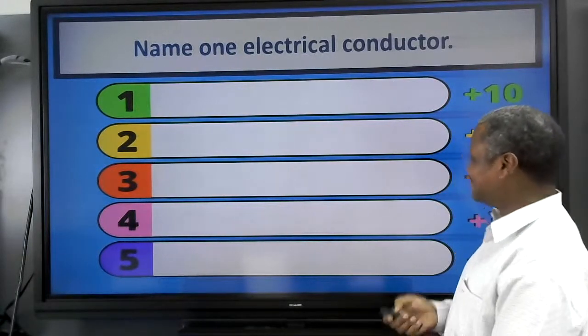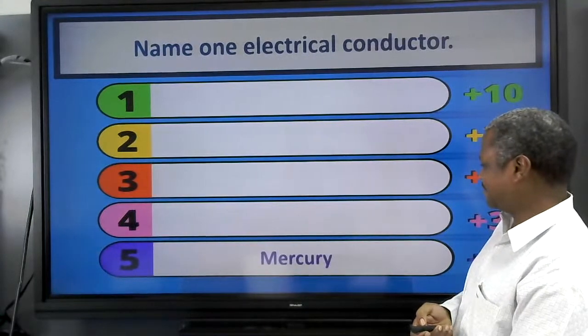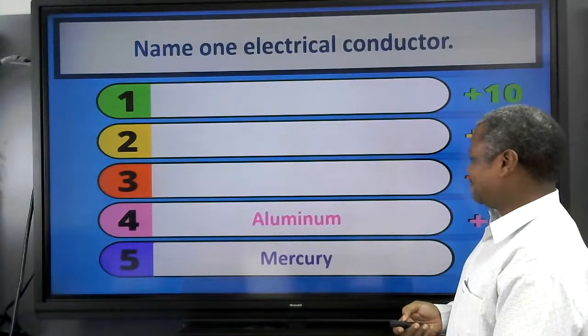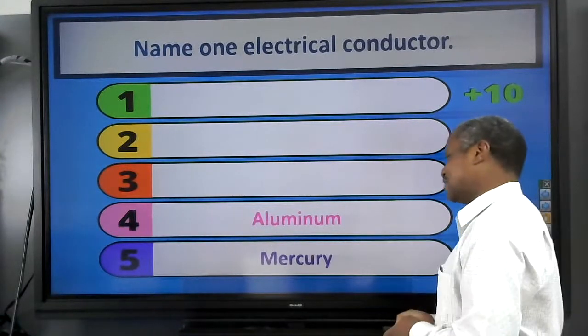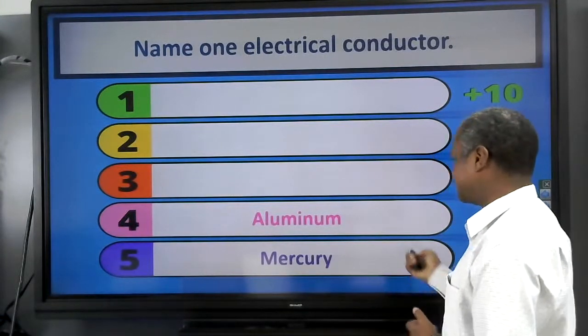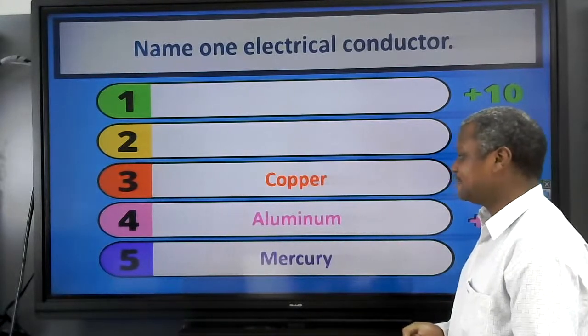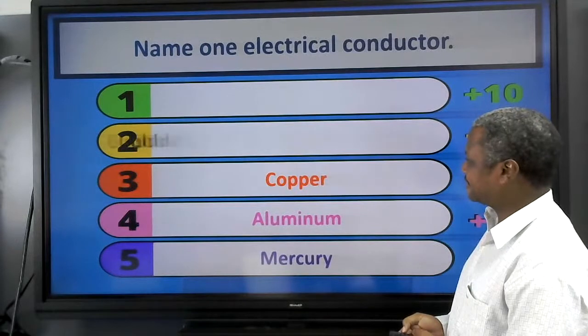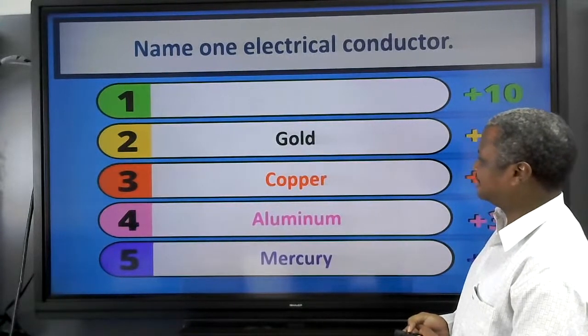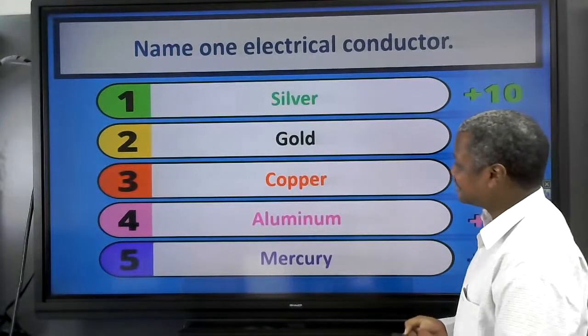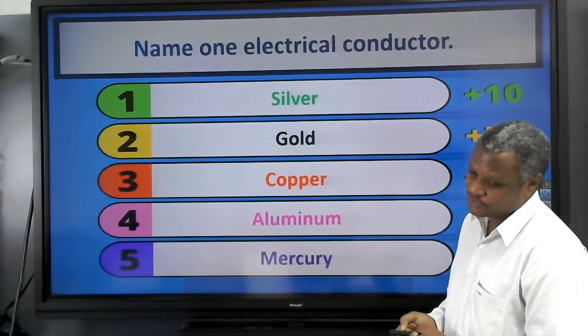Okay, check your answers again. Number 5, you have mercury. Anyone who stated mercury? Yes, a few of them. Aluminium, or what the Americans call aluminum. Those are conductors. We use them with cables. Copper, the most common. Very low resistance. Gold, too expensive. And silver also. It's a very good conductor, but again, too expensive.